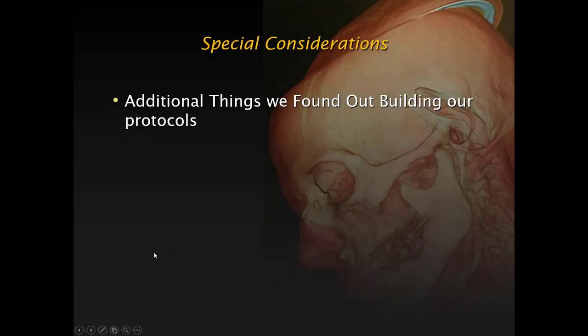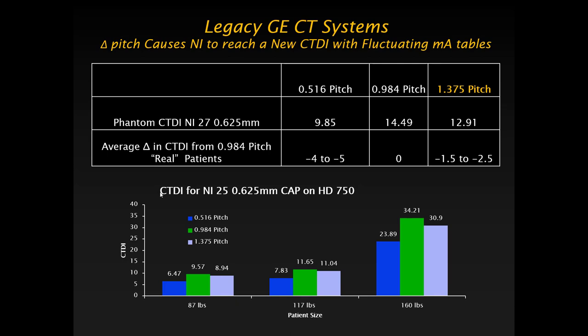So there are additional things that we found out while building our protocols, some head scratchers that I'm going to share with you. The first is that on legacy GE systems, a change in pitch causes your noise index to reach a new CTDI even when your MA tables are fluctuating. What do I mean by this? Well, we did this with patients. We did this with the phantom.